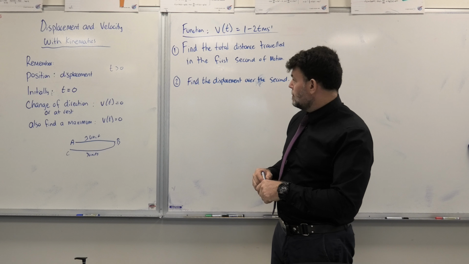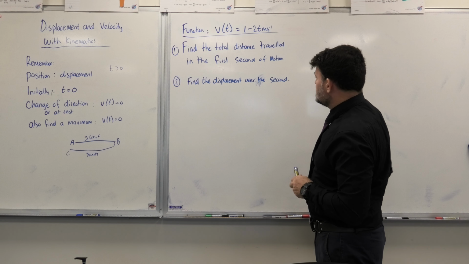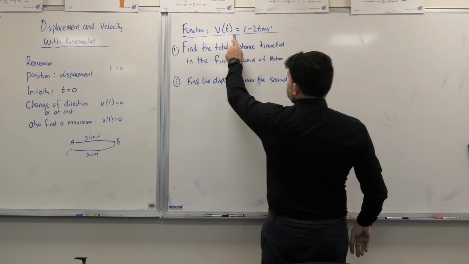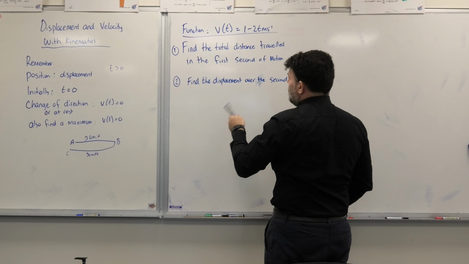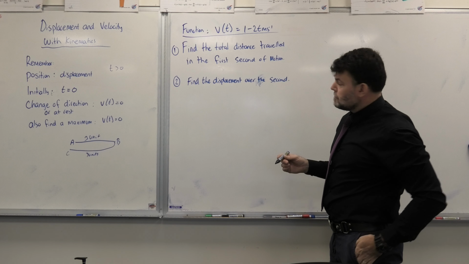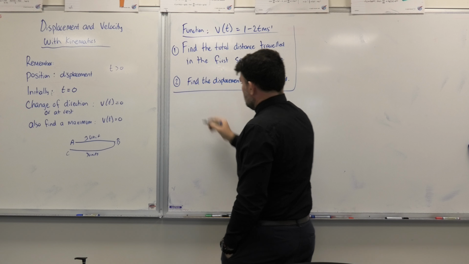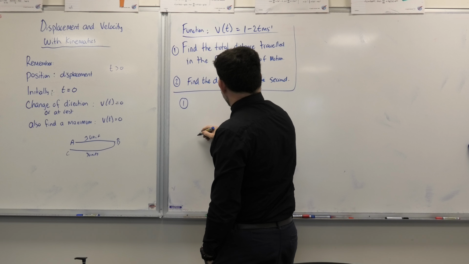Alright, so let's get this in the first place. First thing is to find the total distance travelled in the first second of motion. So we've got this function up here. We need to find out the total distance travelled. But before we can do that, we're going to have to try and find any turning points. So let's find all the turning points.